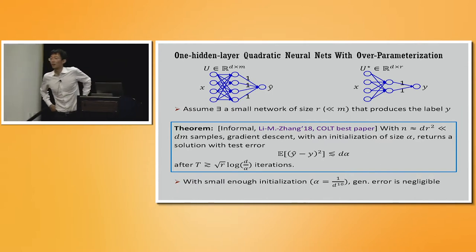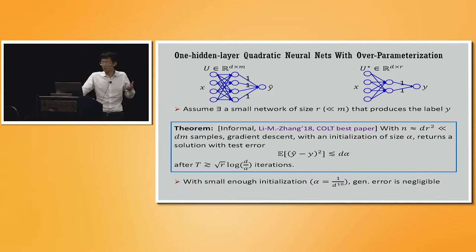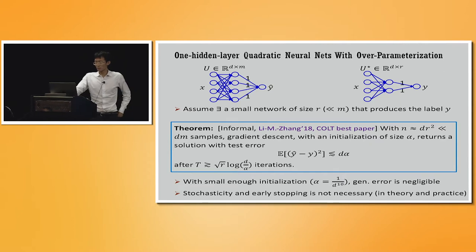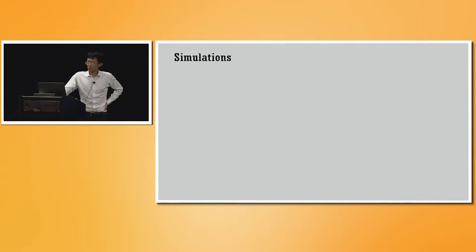Sorry? Oh, sure. By alpha, I mean the spectral norm of the initialization of the weights. Because alpha is pretty small, pretty much any norm wouldn't matter that much. Actually, we use the orthogonal initialization, small orthogonal initialization with spectral norm alpha. And one of the interesting points here is that stochasticity and early stopping are not necessary, both in the theory and in practice.